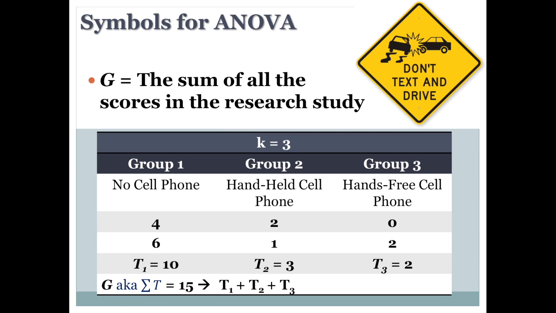G, or sum of T. In some textbooks, you're going to see G for grand total, where you're just going to add up all the T's. You're going to find the total for group 1, total for group 2, total for group 3. You're going to get your grand total. I've seen it as G, and I've also seen it as sum of T. Either one works.